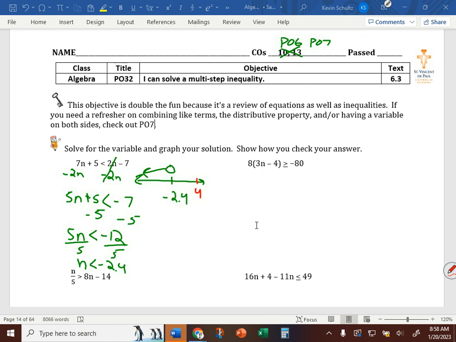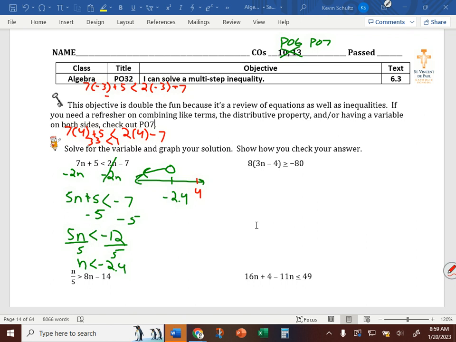So if we do that, 7 times 4 plus 5 is less than 2 times 4 minus 7. Well, our left side gives us 33. And our right side gives us 1. Is 33 less than 1? No. It doesn't work, and it shouldn't work. So we can be fairly confident that we're in the ballpark there. Negative 3. If we do that one, 7 times negative 3 plus 5 is less than 2 times negative 3 minus 7.